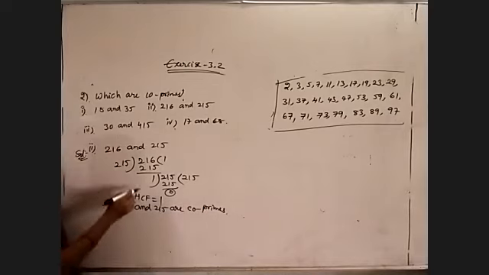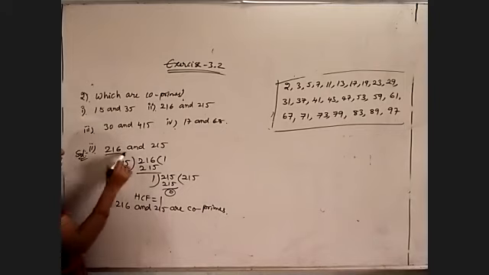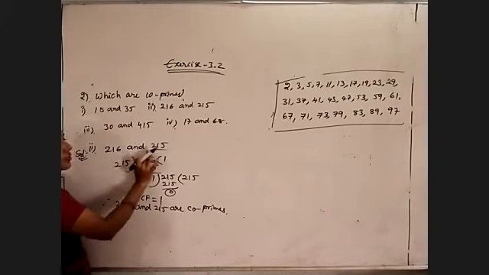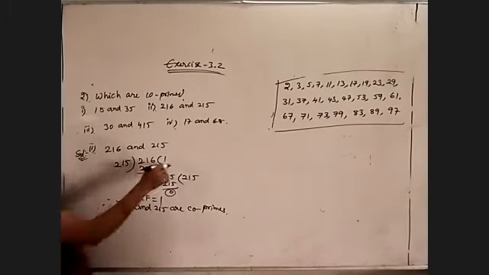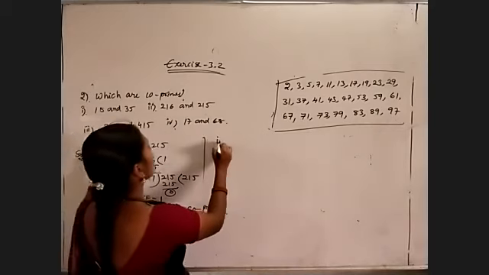So always, no need to write this much. Always the consecutive numbers are co-primes. Write that reason: consecutive numbers are co-primes. Therefore, 215 and 216 are co-primes. That's all. Now coming to this third question.